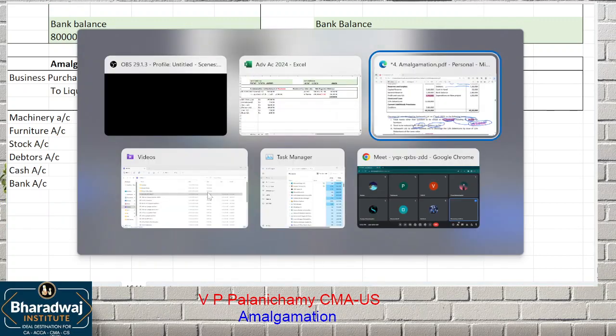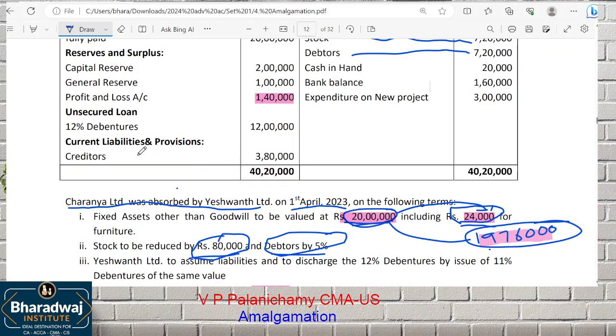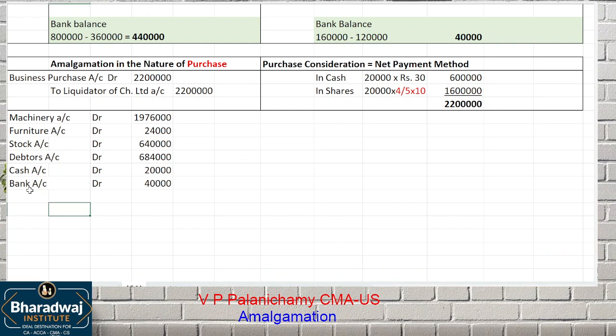Take the liabilities. What are the liabilities? Debentures 12 lakhs. No, there is one more thing: the new project. What is the new project value given? They have given 3,80,000 as an adjustment. Remember the bank balance debit is nothing but this balance. Okay, leave a line gap then.